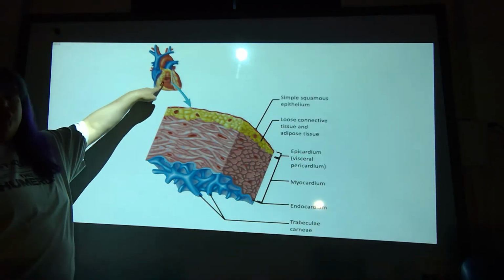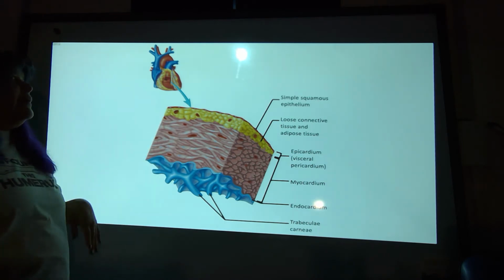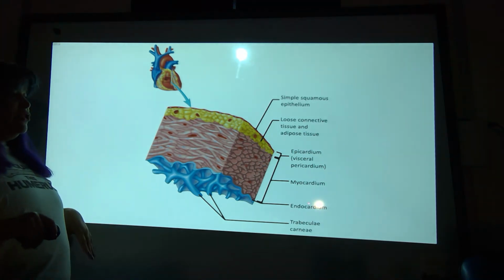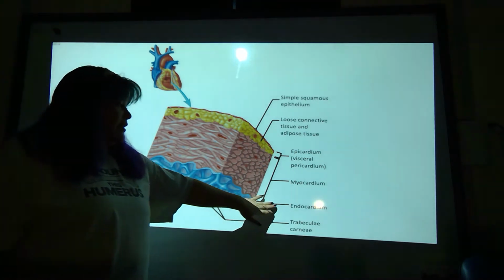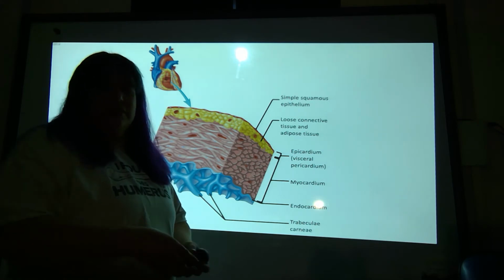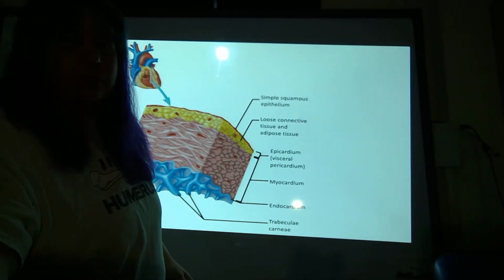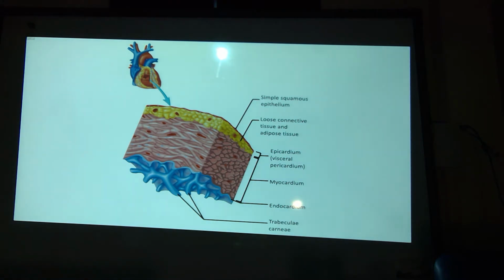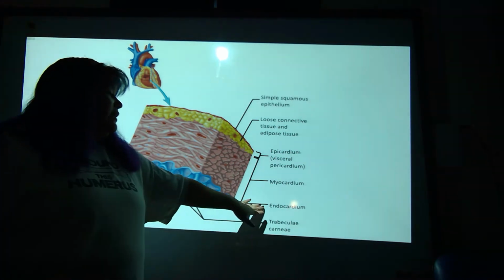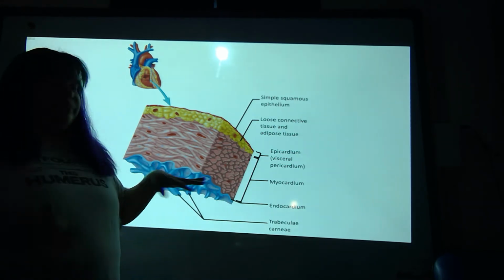Now, if I were to take a chunk out of the heart and kind of blow it up, these are going to be the layers that you would see. Internally, you've got the endocardium, okay? You've got the endocardium right here. What is that? The endocardium is the inner layer of your heart.